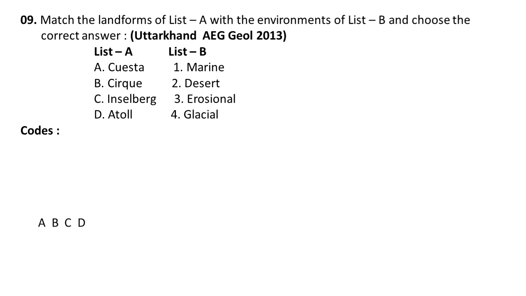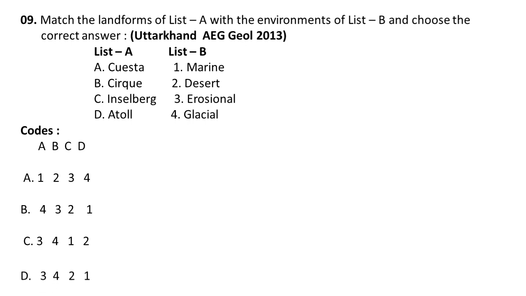So the codes are like A, B, C, D is given, and the choices are: A, A1, B2, C3, D4; B, A4, B3, C2 and D1; C, A3, B4, C1 and D2; and D, A3, B4, C2 and D1 is given.